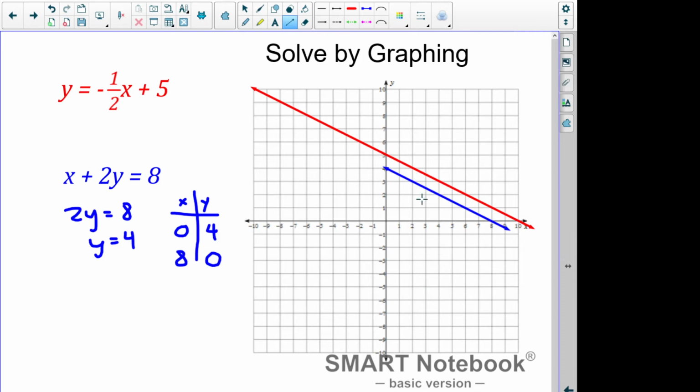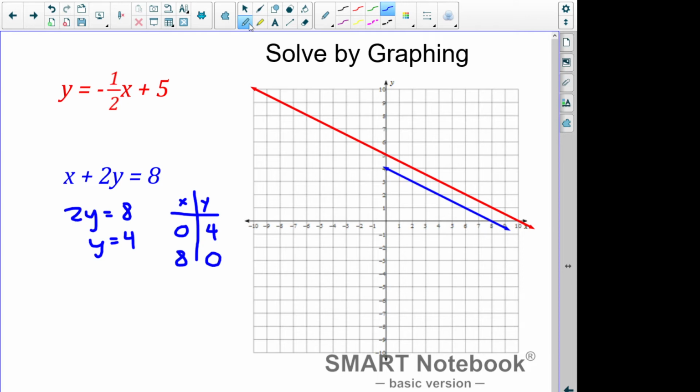Okay? And if I look at the slope of this, if I go from say this point to this point, I can see that it also goes down 1 and over 2. This also has a slope of negative 1/2. These two lines have the same slope. They have different y-intercepts, but they have the same slope, so we know that those lines are parallel. When those lines are parallel, that means that they never cross. That's just the definition of parallel lines.